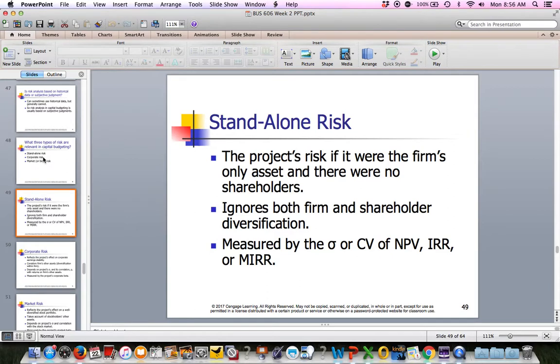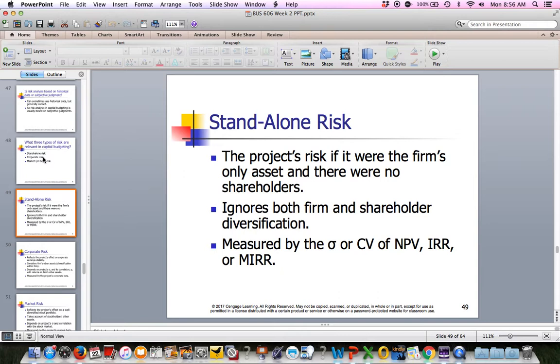Standalone risk is the project's risk if this was the firm's only asset and there's no shareholders. So it kind of ignores diversification. Basically, what's the risk of this project all by its lonesome? Okay. Now that's generally not what you can really take into account, because most companies have a portfolio of projects they're working on and things that they're doing, and clearly every firm has owners, private owners or stockholders, whatever that is. And generally, you want a well-diversified portfolio of projects. You want some that are a little bit riskier, you want some that are really safe, and some that are in between.